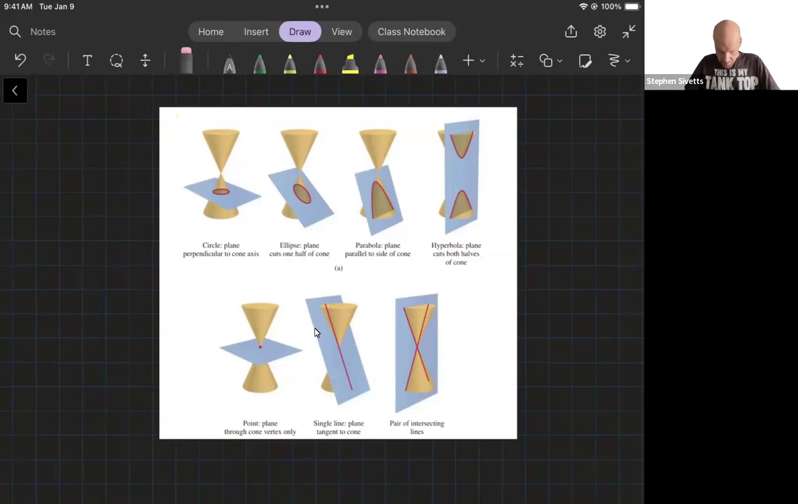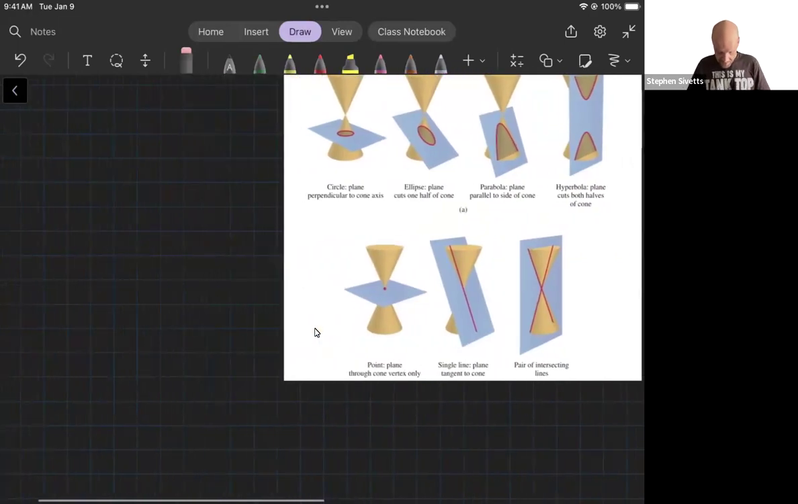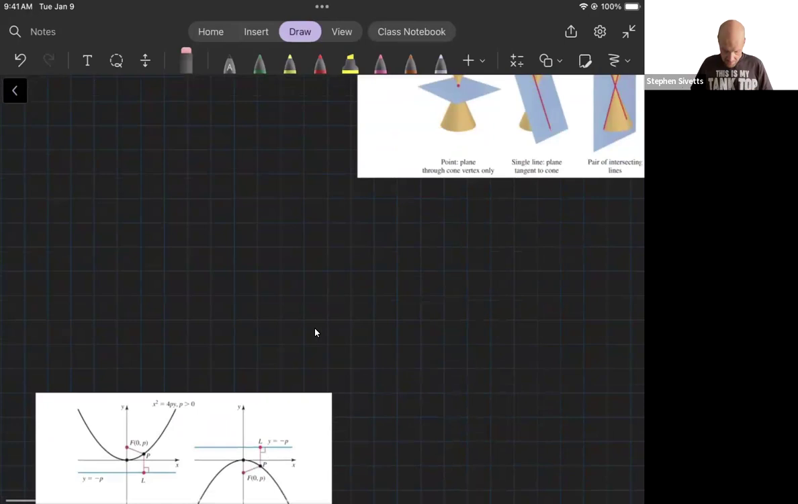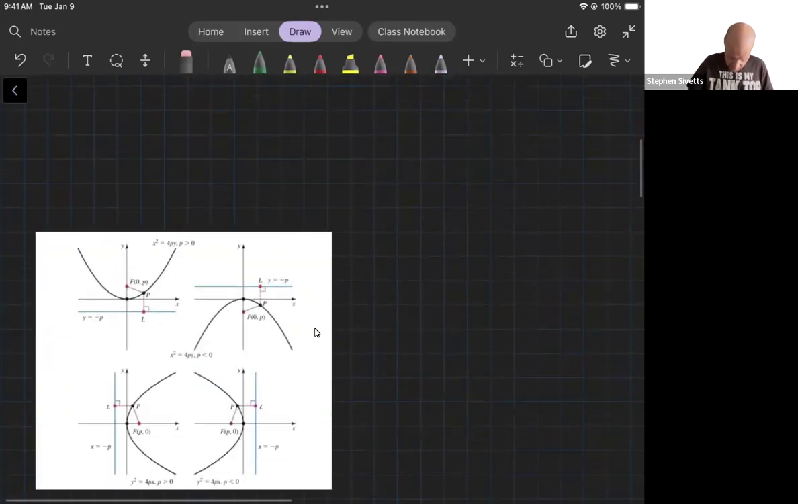So those are the three, I'll say, conic sections that we'll look at. The circle is an ellipse, but the radii is constant, right? An ellipse, you'll have a vertical and a horizontal radius to look at. So first, let's look at the first type of conic section, and that is the parabola.